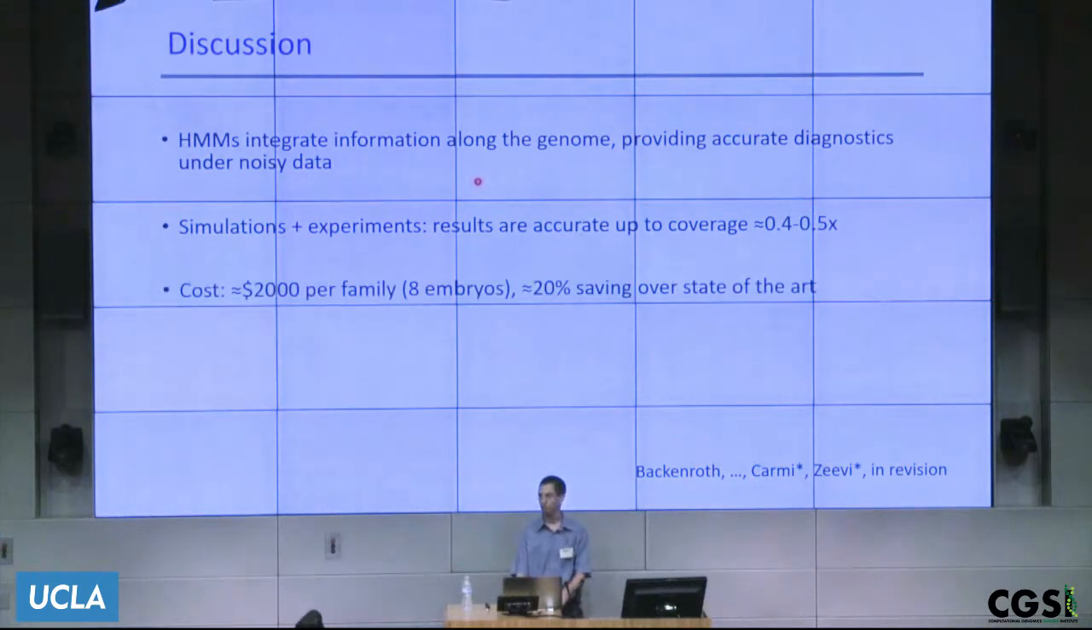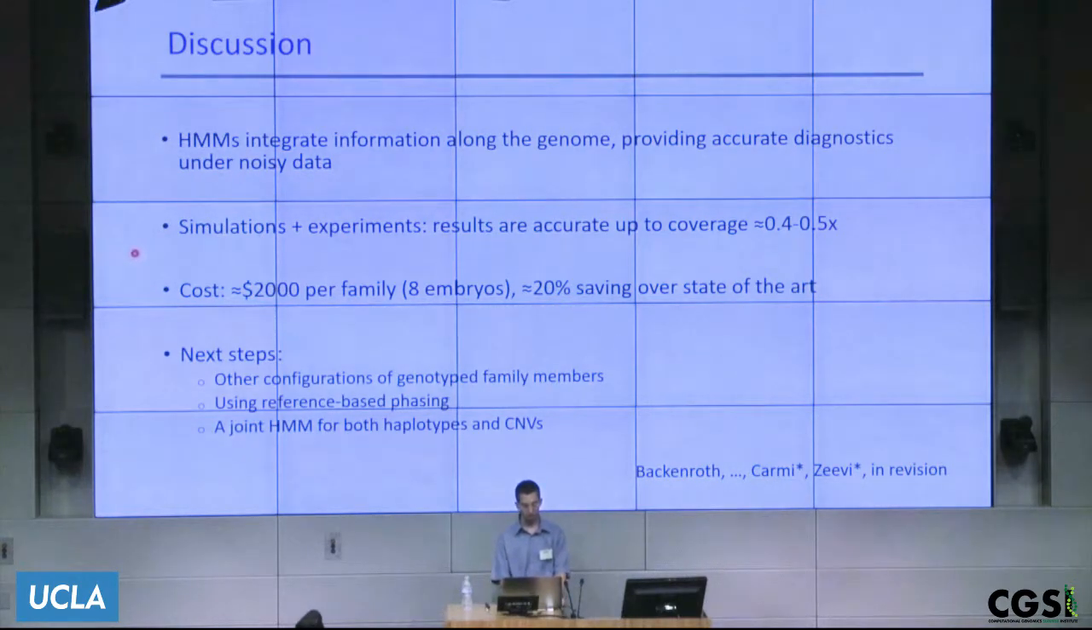Now, I started with the lab clinicians. They wanted to have an affordable test, so we also did the economic calculations of how much it's going to cost. We found it's going to be around $2,000 per family for 8 embryos. These are the prices of a lab in Israel. It may not be representative of prices elsewhere, but that's at least the best we can get. And this represents a 20% saving over current state of the art.